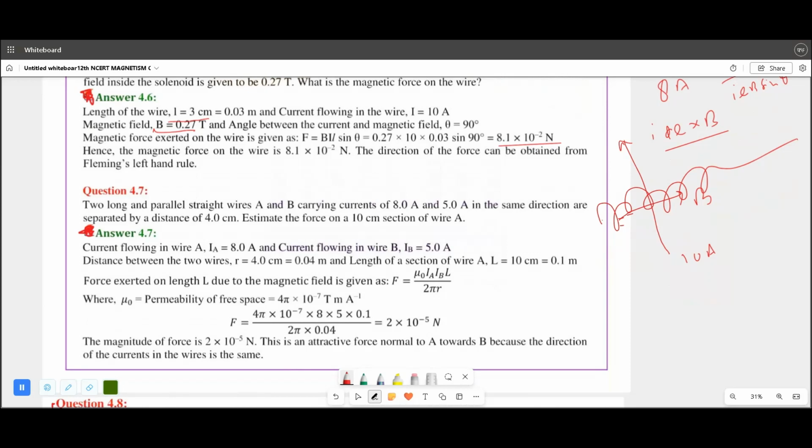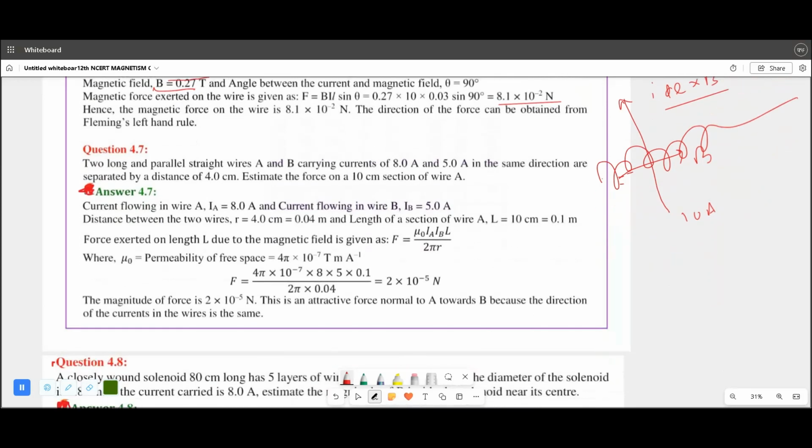4.7 है. 2 लॉन्ग एंड पैरेलल स्ट्रेट वायर्स A एंड B कैरिंग करंट दिस एंड दिस इन द सेम डायरेक्शन आर सेपरेटेड बाय डिस्टेंस. तो बहुत ही इजी क्वेश्चन है. एस्टिमेट द फोर्स इन 10 सेंटीमीटर सेक्शन ऑफ द वायर, राइट. अब आपने ये पढ़ा है क्या होता है, चलिए करके दिखाते हैं.